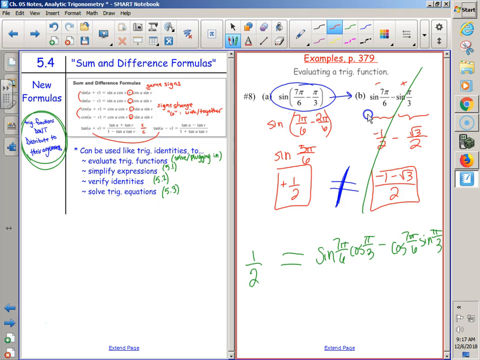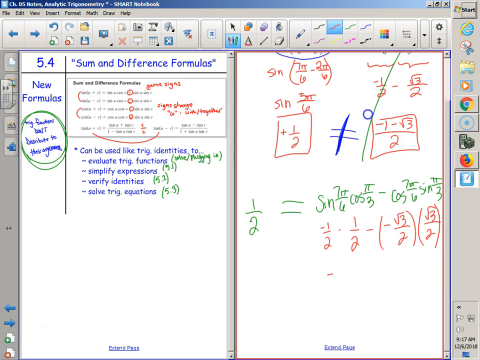Let's see. Sine of 7 pi over 6, we already said, is negative 1/2. Sine of pi over 3, 1, 2, 3, 3, 2, 1, 1/2. Minus cosine of 7 pi over 6, third quadrant, negative. 1, 2, 3, 3, 2, 1, and then sine of pi over 3, 1, 2, 3. What do we end up with? We end up with negative 1 fourth minus a negative, which is plus, square root of 9 is 3 fourths. Hey, what's negative 1/4 plus 3 fourths?